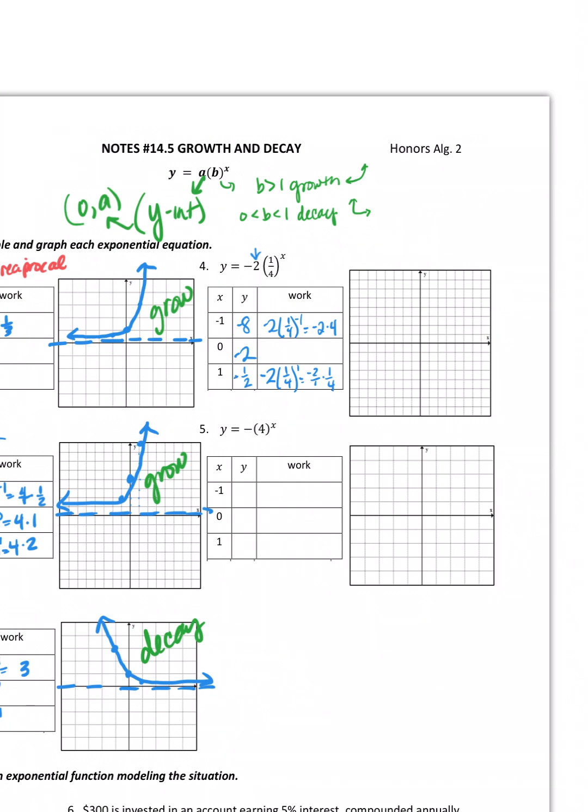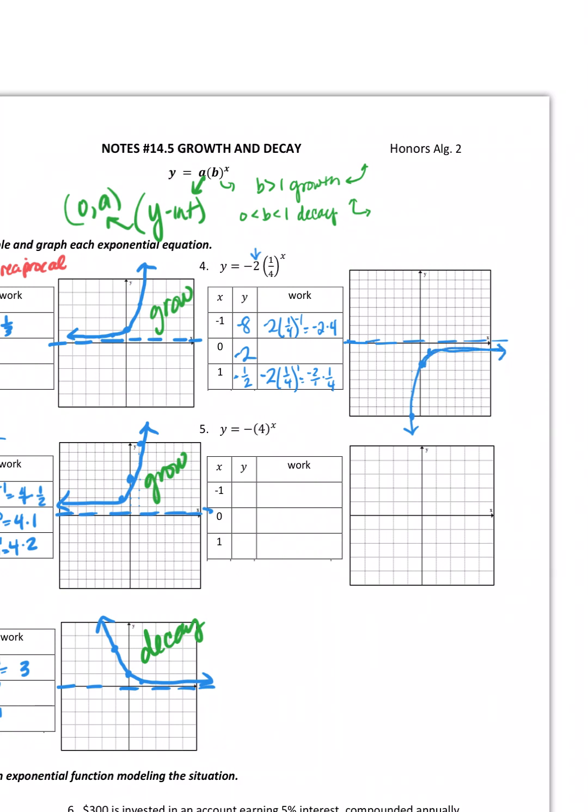Okay, when I graph this, my asymptote is still right here. Make sure I can see it. And let's graph our points at -8. Okay, at 0, -2. And at 1, -1/2. Okay, so maybe you can see what's happening here. It should make sense. It's the vertical reflection. It should be going this direction, okay?